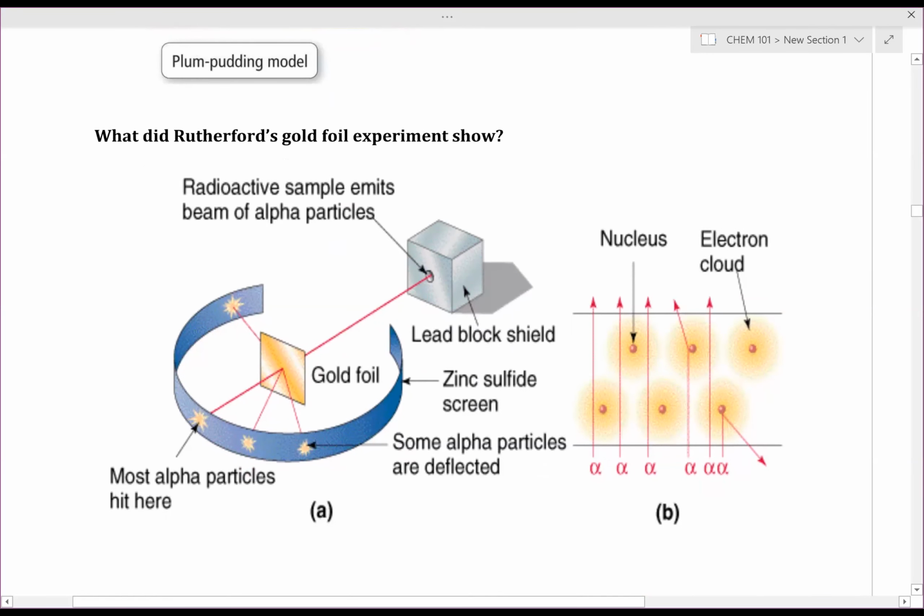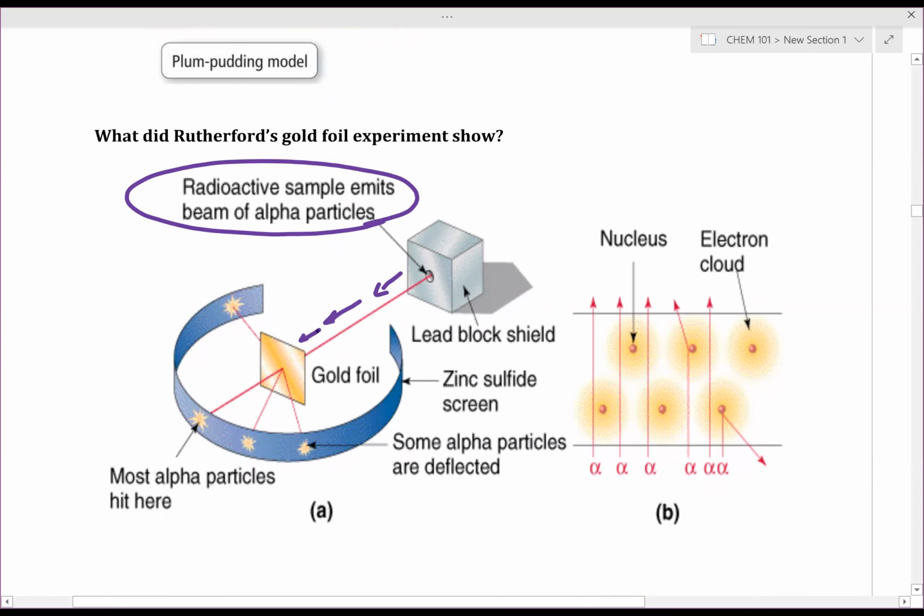So here's the idea of Rutherford's gold foil experiment. First and foremost, we have a radioactive sample that's emitting a beam of alpha particles, okay? So we're shooting subatomic particles at this gold foil.